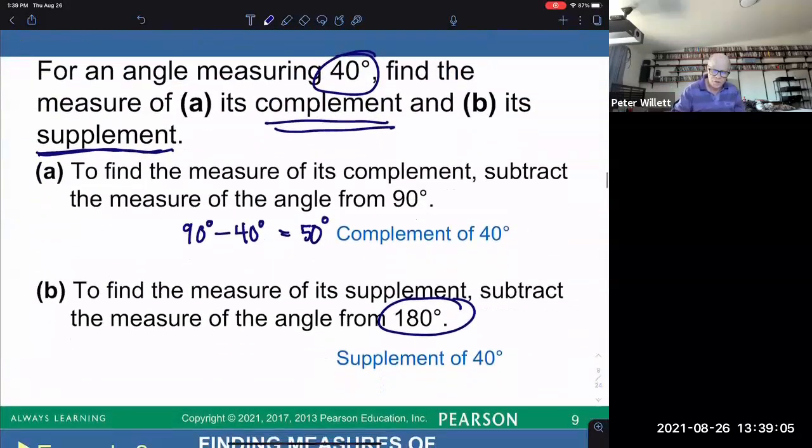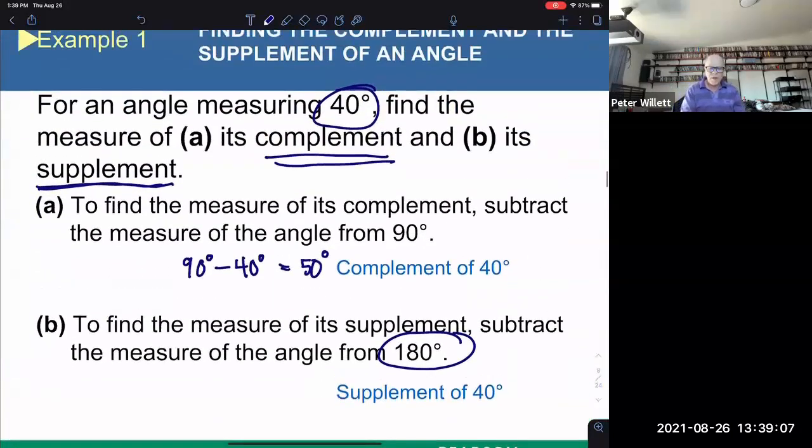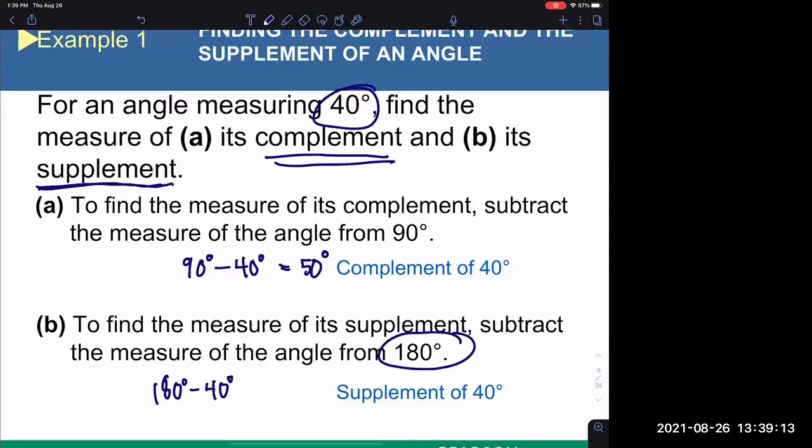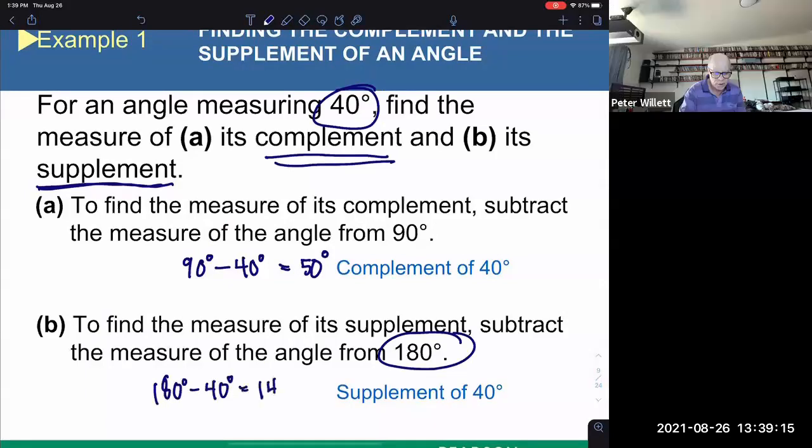So if I know one is 40 and the other one's the supplement, then I would say 180 minus the 40 will tell me how much the other one is. And that's why they're telling you to do the subtraction here. And then you'd get that the other one must be 140 degrees. Questions about that?